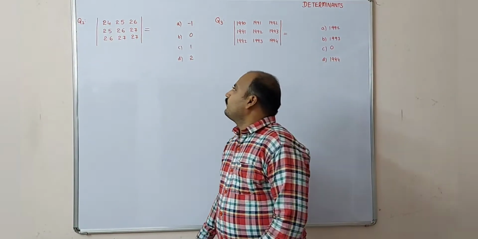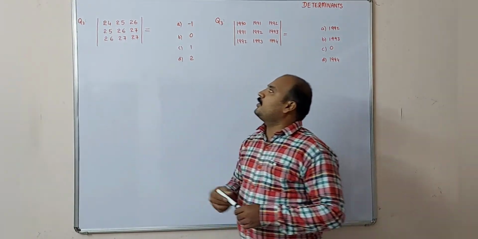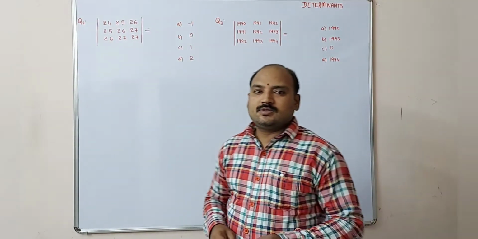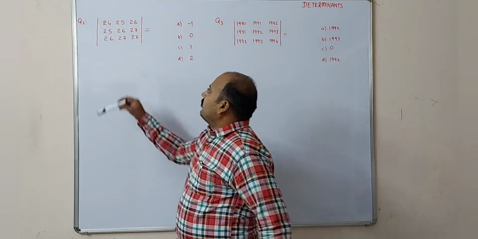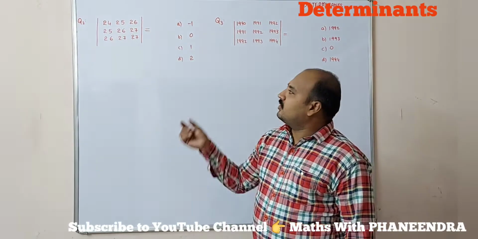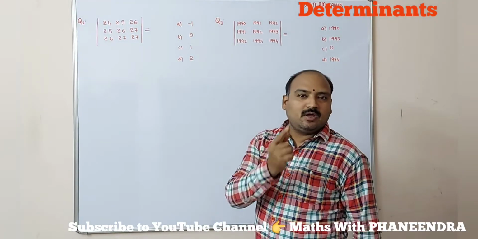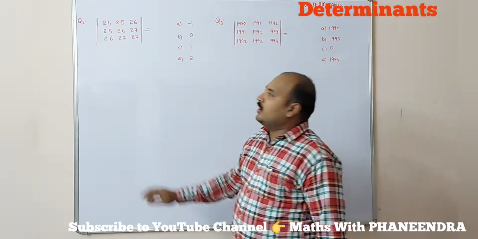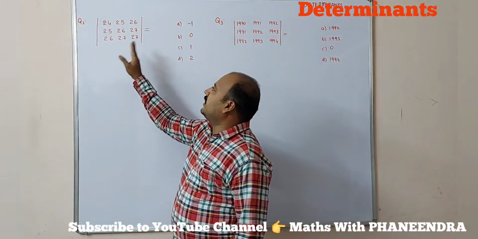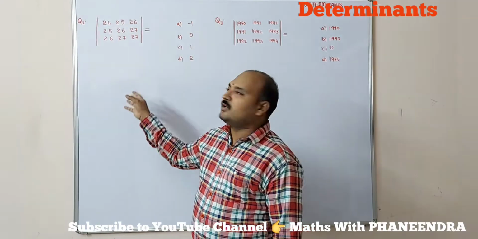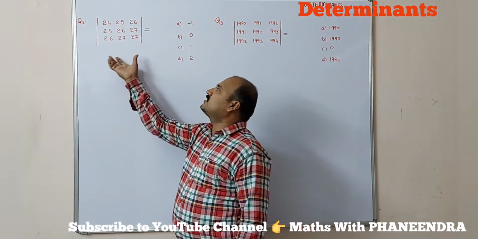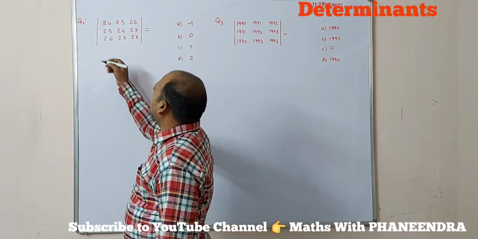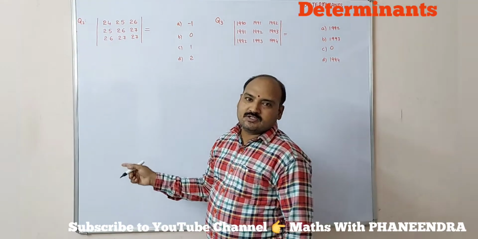The next question: determinant of [24 25 26; 25 26 27; 26 27 27]. See here, dear students, in the first row and second row the numbers are increasing by 1. But in the third row, 26, 27, 27, if all the rows were increasing by 1, we could directly say the determinant value is 0. But in a situation like this, we have to do some row or column operations.